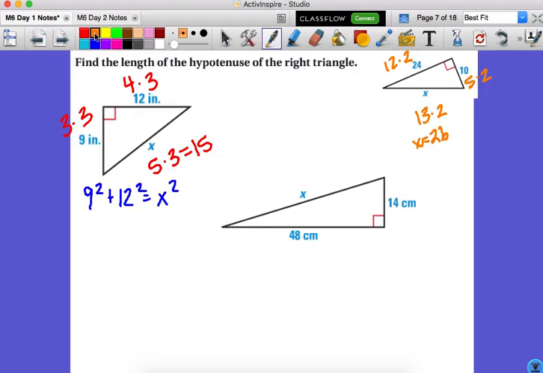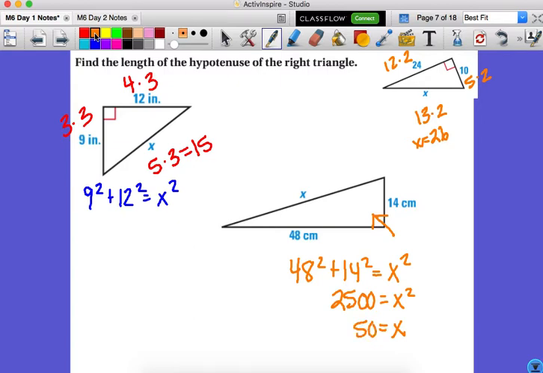For the next few pieces here, we can again look for those triples, or if we don't see one right off the bat, 48 squared plus 14 squared equals x squared. Remember that hypotenuse is always your c value, and this 90-degree angle box will always point to that c value. So 48 squared plus 14 squared, that's going to give me 2,500. And if I take the square root of that, I end up with x equals 50.